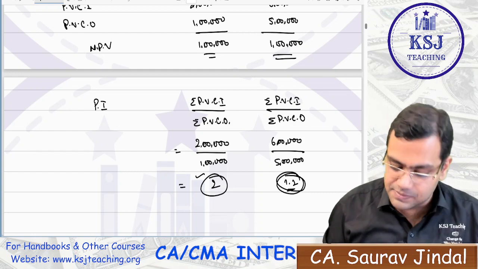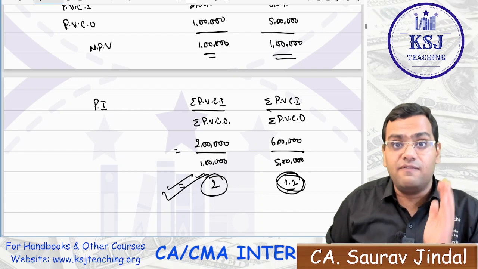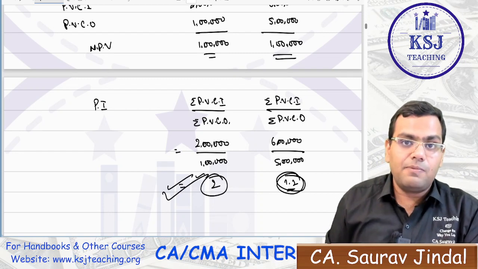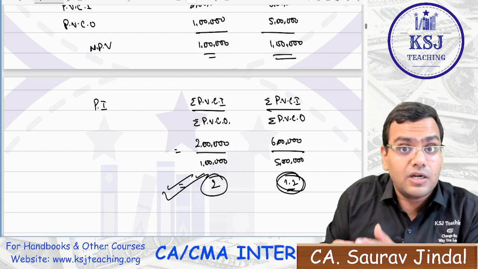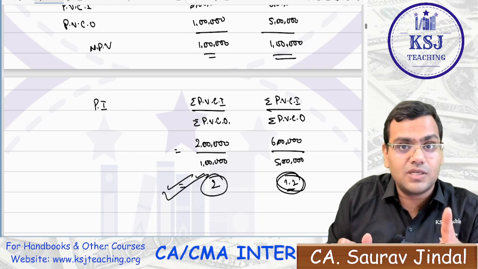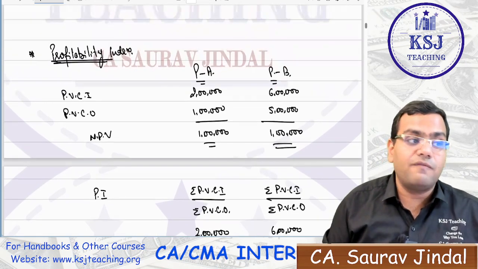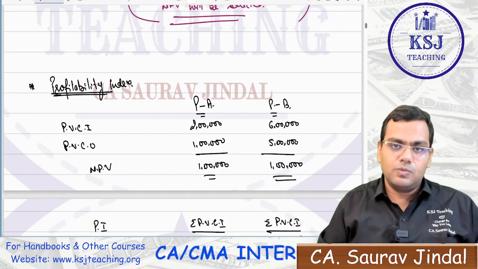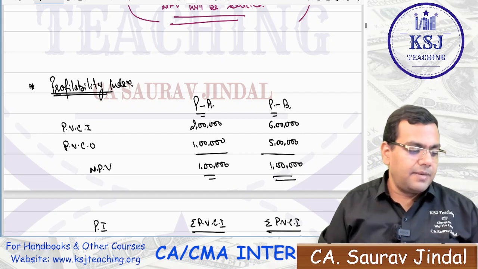Now, which project is better? Sir, obviously, project A is better because for every 1 rupee, it is giving 2 rupees as the cash inflow. And in project B, for every 1 rupee, you are getting a cash inflow of 1.2 rupees instead of 2 rupees. So project A is better. So this is the situation where the profitability index can be used instead of net present value.